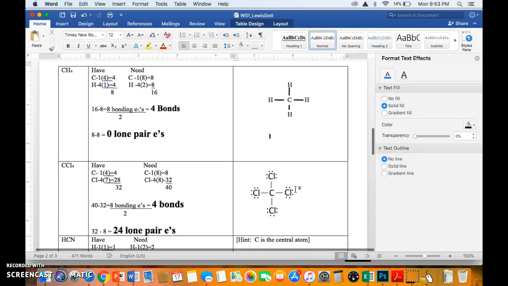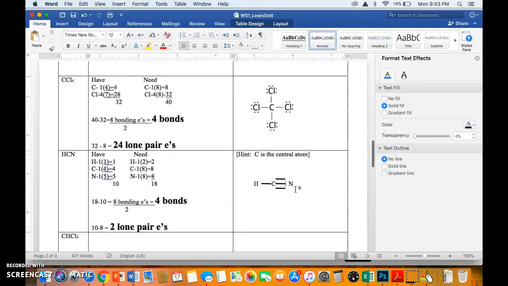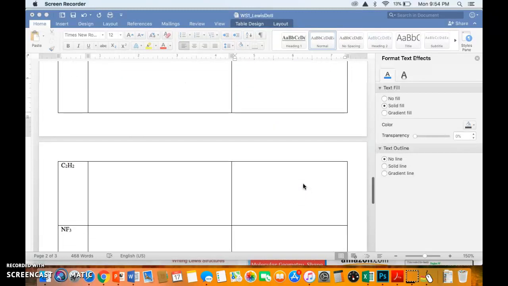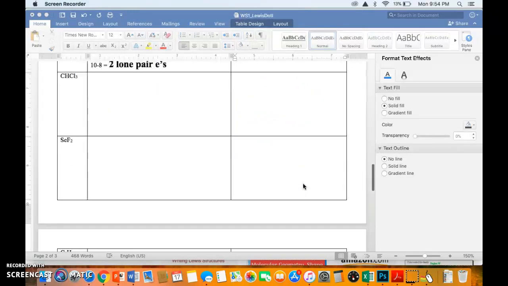Now I still have 2 lone pair electrons to place. Where are those 2 dots going to go? They're going to go here on the nitrogen. So I'm going to add 2 dots on my nitrogen to give that an octet. So I've added my 2 dots to nitrogen, and now this is my Lewis dot structure for HCN. H has a full octet with 2. Carbon has a full octet with 2, 4, 6, 8. Nitrogen has a full octet with 2, 4, 6, 8. Does my molecule have 4 bonds? Yes. Does it have 2 lone pair electrons? Yes. I'm done.